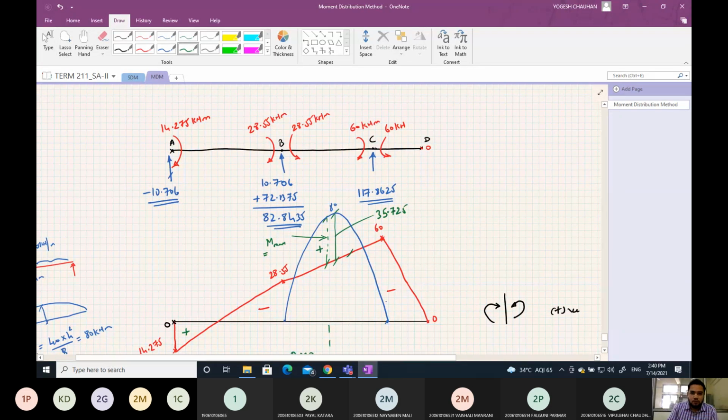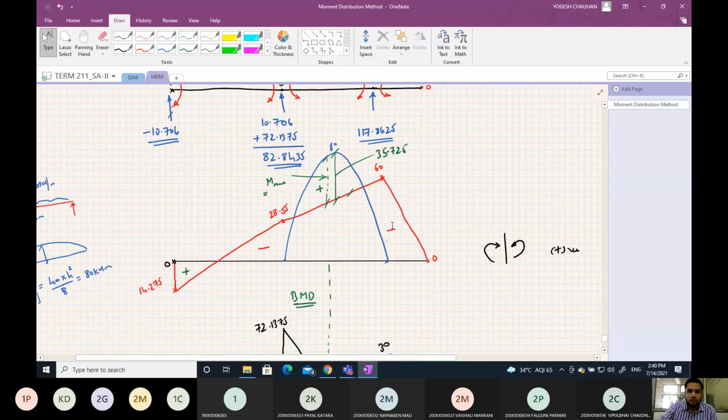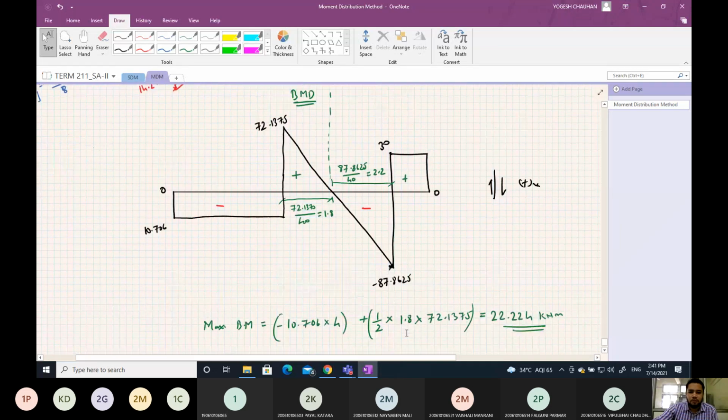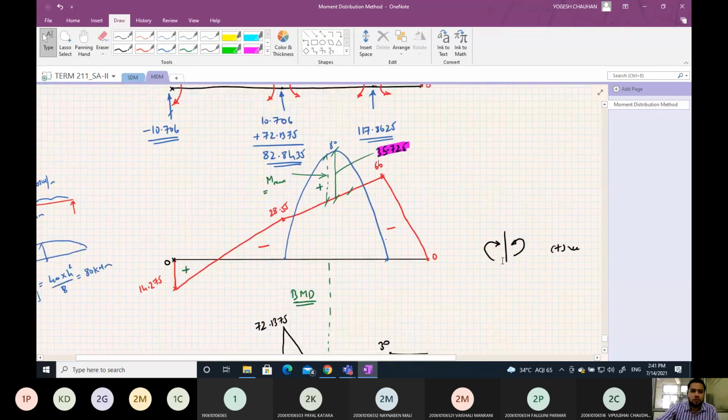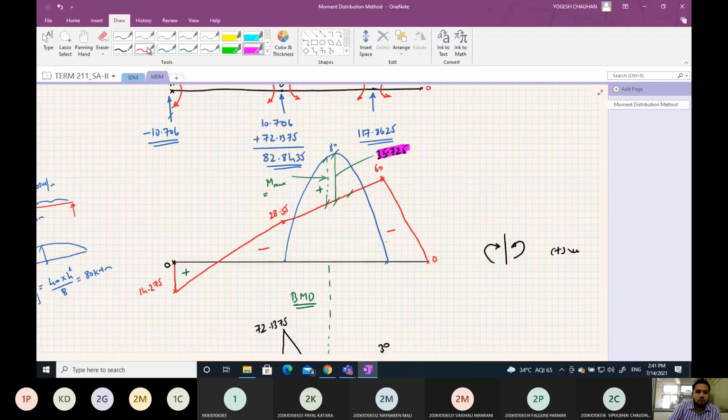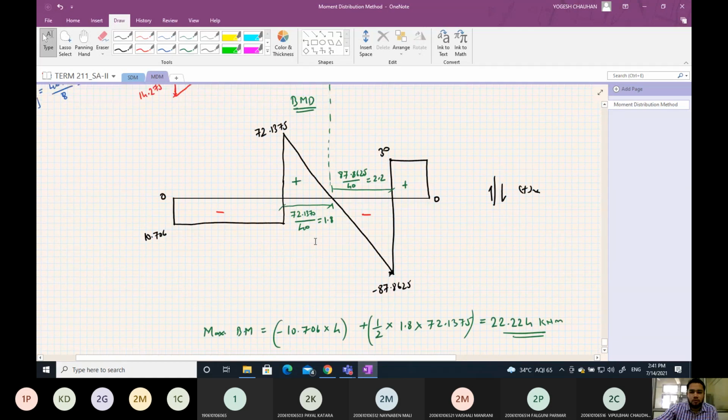And this value should be less than that. Just verify this. Just check this value, because your maximum bending moment will be this much, 22.224. So this should be checked. Maximum bending moment is 22.224.